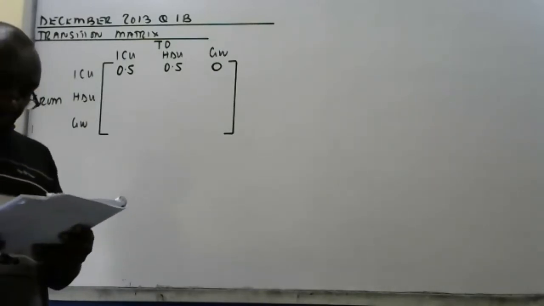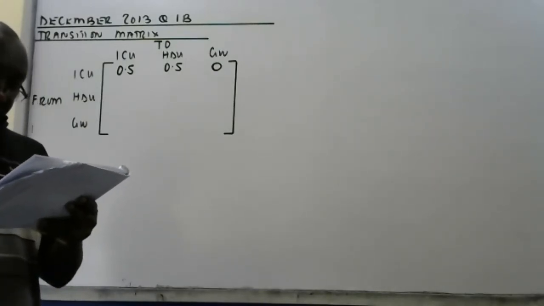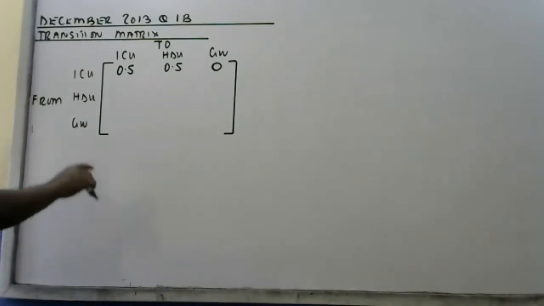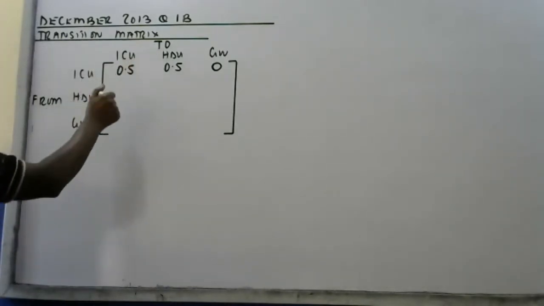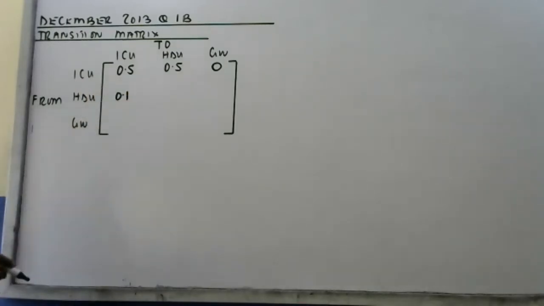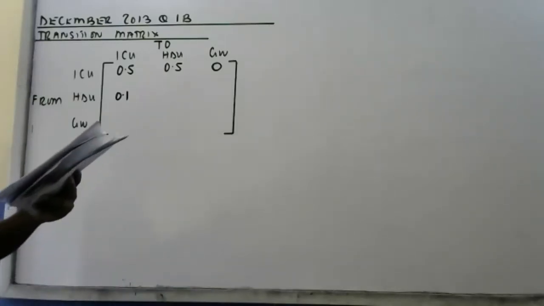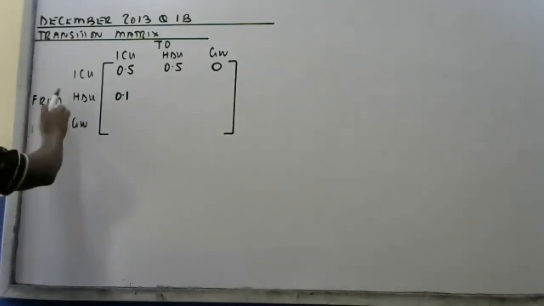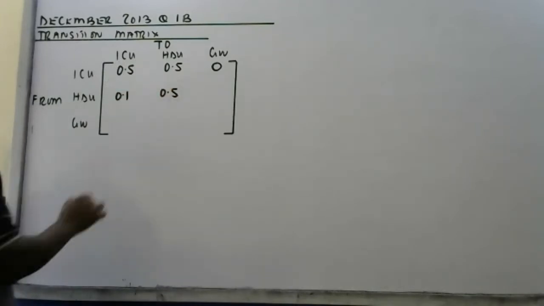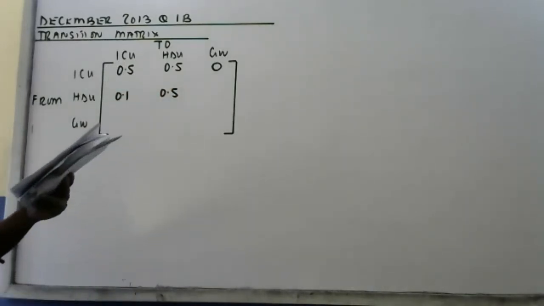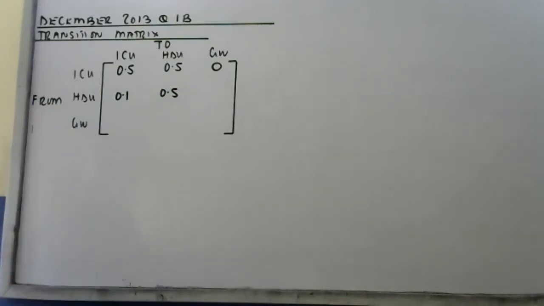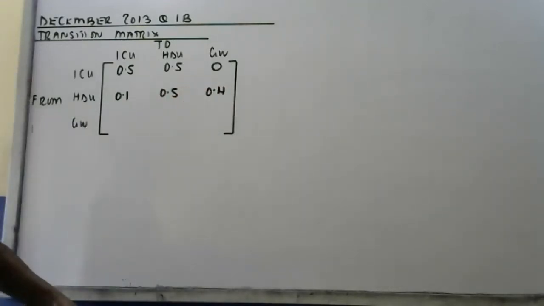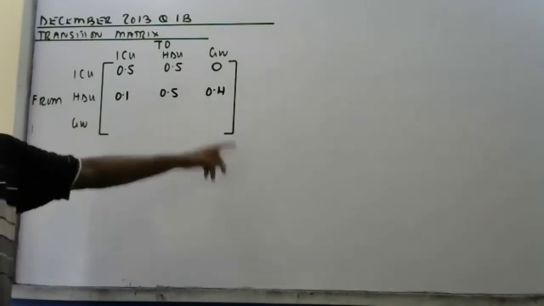Information two says 10% of the patients in the high dependency at the beginning of the month will be transferred to the ICU by the end of the month. So from high dependency to ICU, 0.1. And then 50% remain in high dependency. So from high dependency to high dependency, 0.5. Then 40% will be transferred to the general ward. So this is 0.4. And again, you can see that these ones are adding to one.